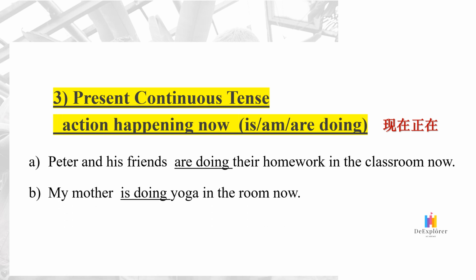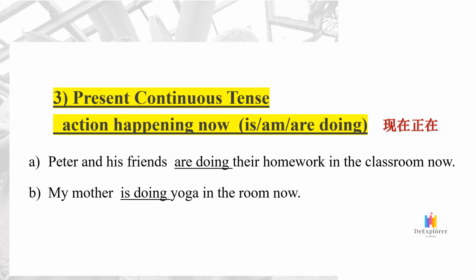One more B. My mother is doing yoga in the room now. See, again, you see the word now. So even if you don't use the word now, you say my mother is doing yoga in the room, we know that she is doing it now. 她是现在正在的。为什么知道？因为它有 is, am, are with ing.